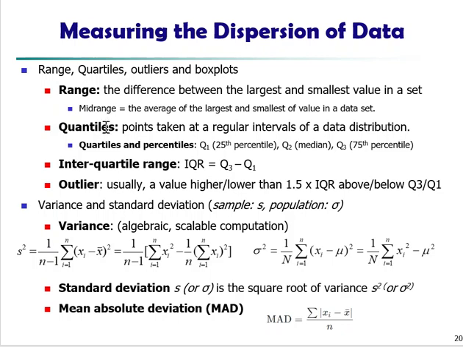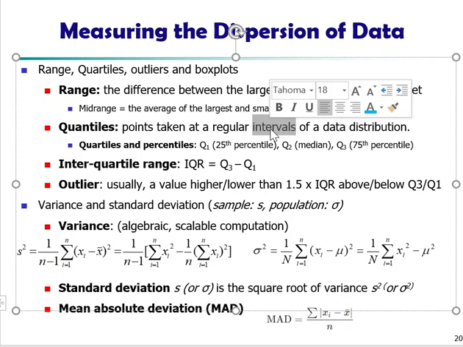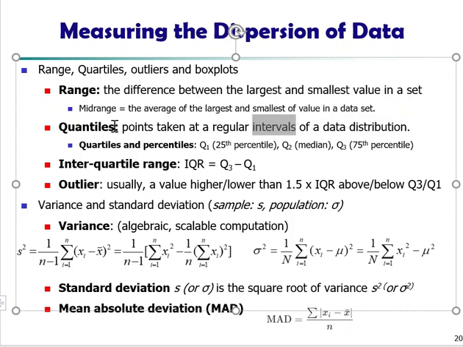And quantiles are points taken at regular intervals of a data distribution. When you see this, you know quantiles apply to interval data, because every interval has to be defined for quantiles to be meaningfully applied. There are different quantiles that can be taken at different intervals.